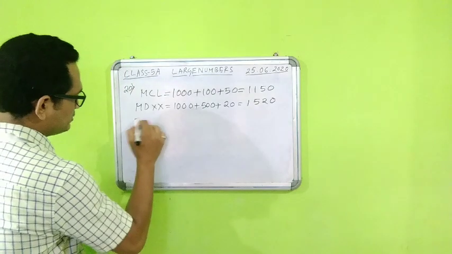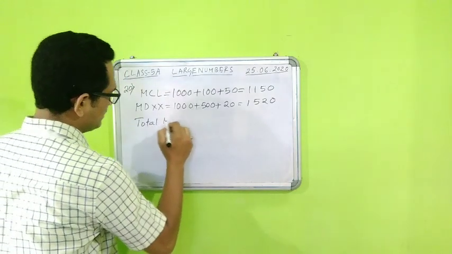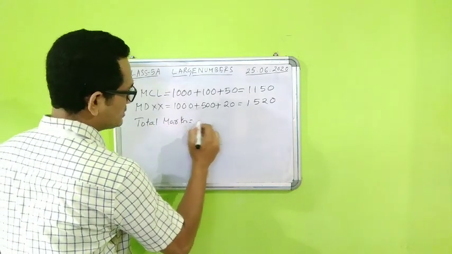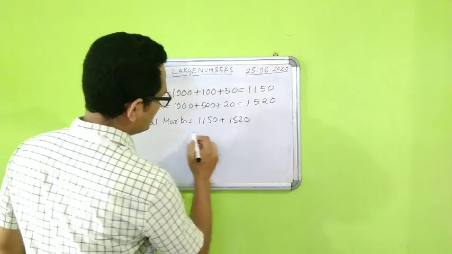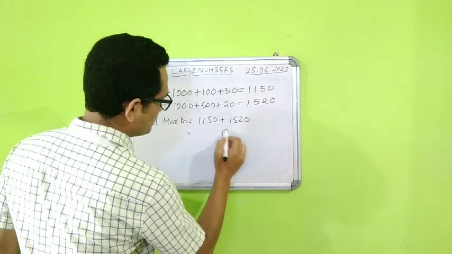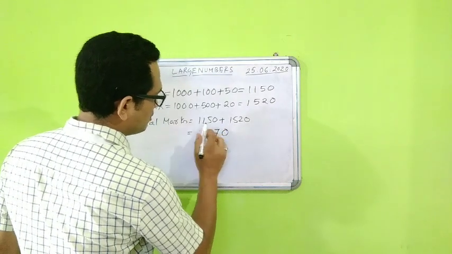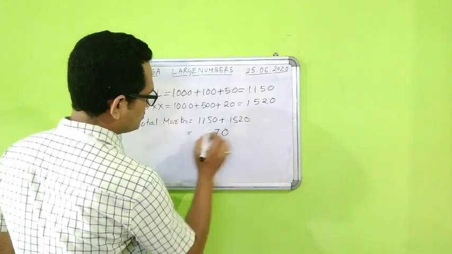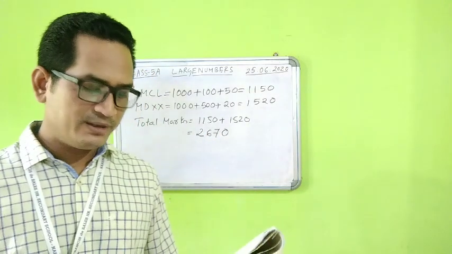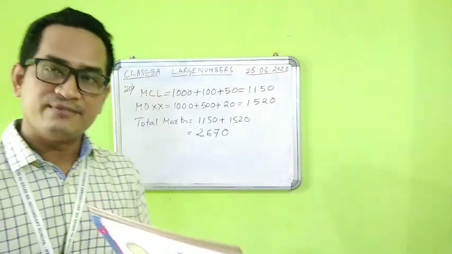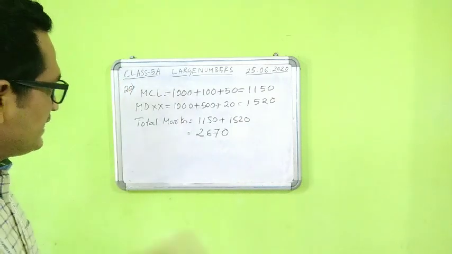Now we need the total marks in Hindu-Arabic. So let us write down the total marks. The total marks is equal to 1150 plus 1520. So if you add 0 plus 0, it will be 0, 5 plus 2, it will be 7, 5 plus 1, it will be 6, and 1 plus 1, it will be 2. So the total marks in both semesters will be 2670. Fine. So this is a very important question, students.